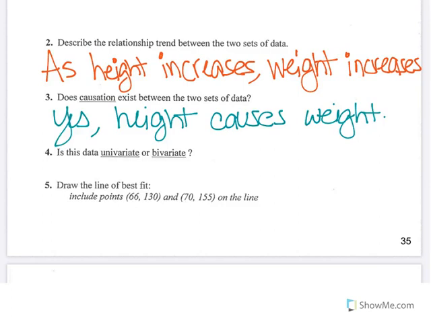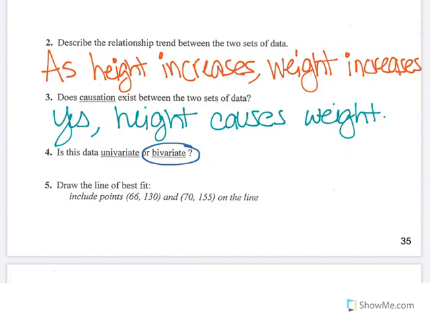Now, if the x and the y were switched, and we were asked, does weight cause your height to change? Then we would say no, okay? It's not like if you gain more weight, you're going to increase your height, or vice versa. So that wouldn't work. But on to question 4, is this data univariate or bivariate? Well, since it's a scatter plot, it has to be bivariate. All scatter plots are bivariate because it's comparing 2 different types of data. In this scenario, height versus weight.